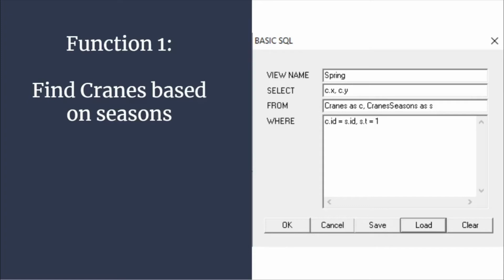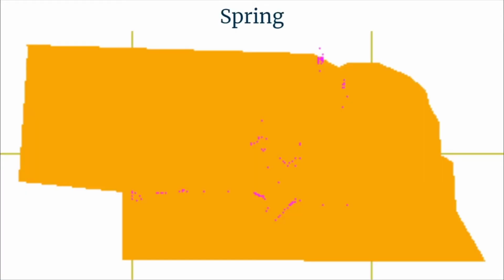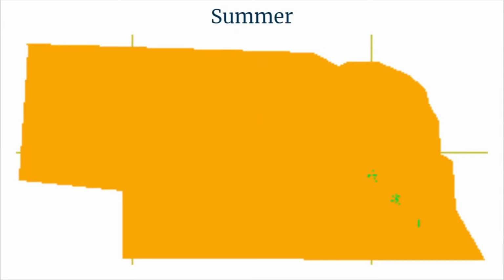The first function we developed was the ability to find where cranes had been spotted in Nebraska based on the season. To do this, we joined our cranes table, which holds the location of each spotting, with our seasons table, which holds the season that each spotting occurred in. By executing this query, we were able to see that spring was the season with the most spottings throughout Nebraska. As you can see here, spring has a myriad of locations where cranes were found, while summer was an off-season for whooping cranes in Nebraska, where there are much fewer spottings.